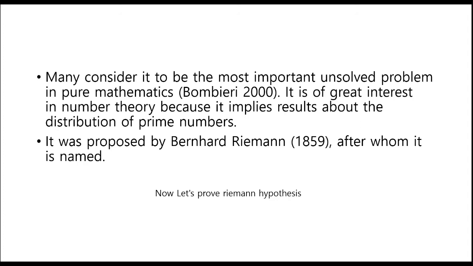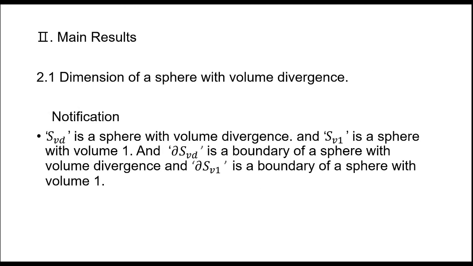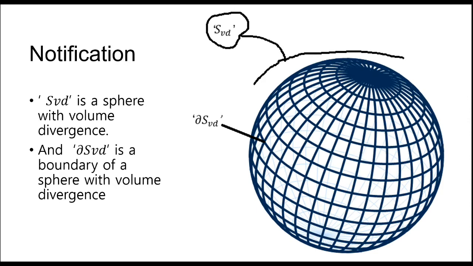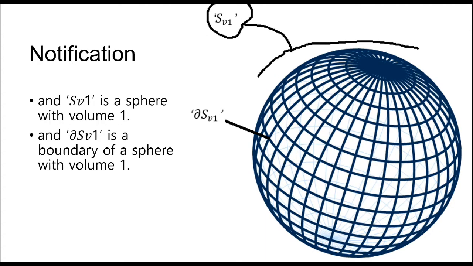Now let's prove the Riemann hypothesis. Main result: dimension of a sphere with volume divergence. Notation: S3D is a sphere with volume divergence, and DS3D is a boundary of a sphere with volume divergence. S3D1 is a sphere with volume 1, and DS3D1 is a boundary of a sphere with volume 1.